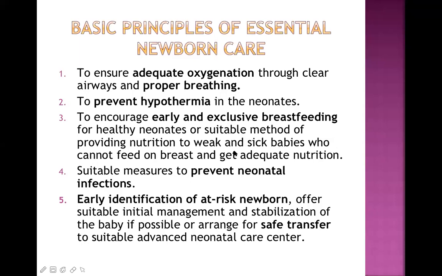But if some baby cannot breastfeed, they cannot suck on the nipple, they are weak and sick, how to feed them? There are two important ways. One with the help of a spoon, another with the help of an NG tube, called a nasogastric tube. Spoon feeding and NG tube feeding are the two best ways to feed a weak and sick baby. And sometimes even the baby cannot tolerate that type of feeding, then IV nutrition is one of the alternatives. Intravenous nutrition is also there, but that is only done in very, very selective babies.